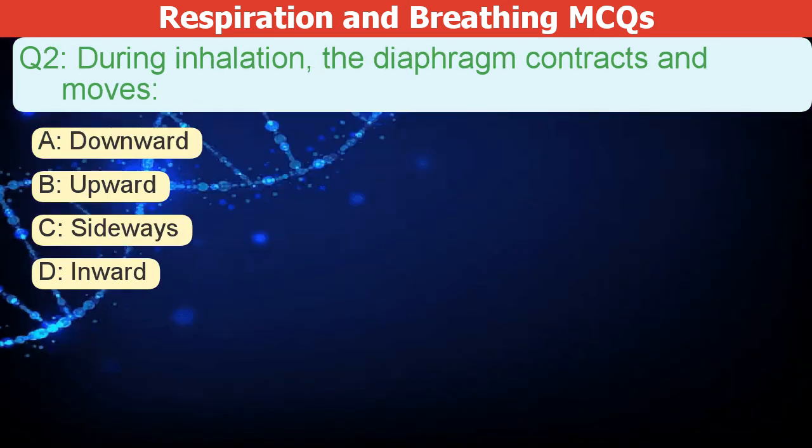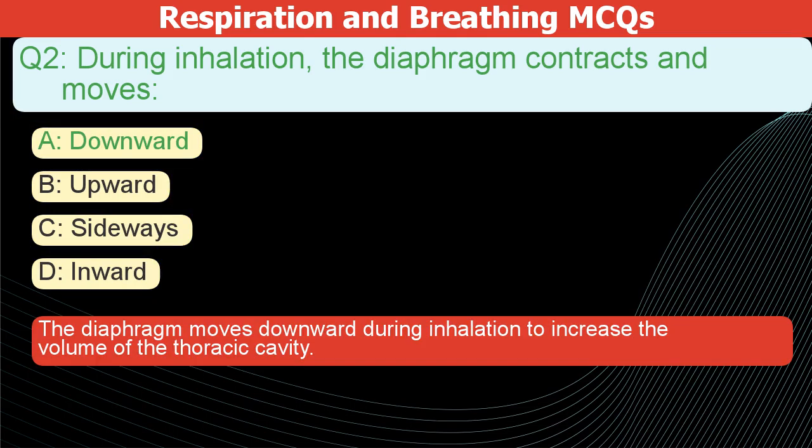During inhalation, the diaphragm contracts and moves: A. Downward. B. Upward. C. Sideways. D. Inward. The correct answer is A. The diaphragm moves downward during inhalation to increase the volume of the thoracic cavity.